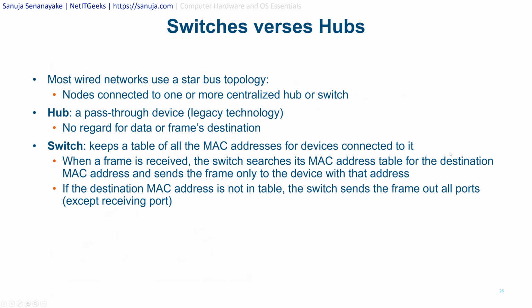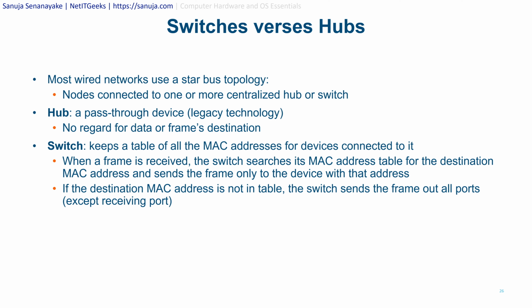Switches versus hubs. Most wired networks use a star bus topology. So it's not a bus topology, it's a star bus topology. The nodes are connected to one or more centralized hubs or switches that look like a star, but then you have a type of bus topology combination, right?